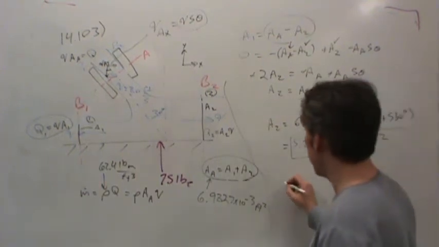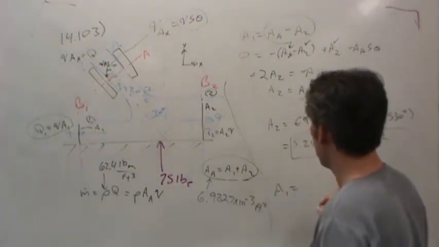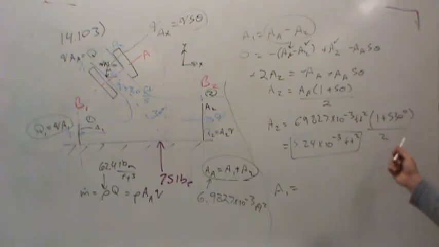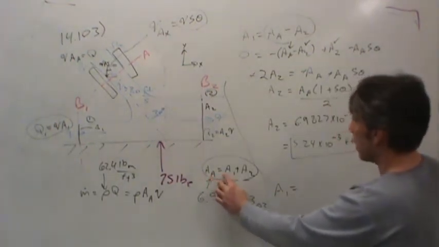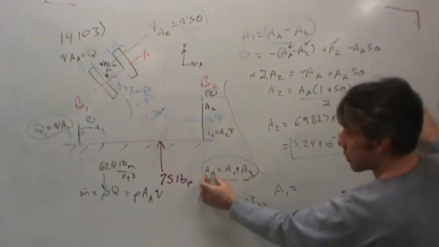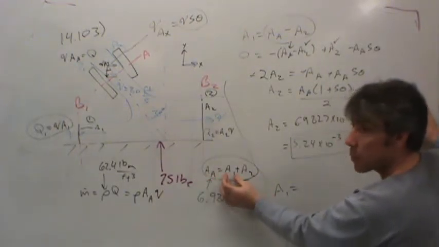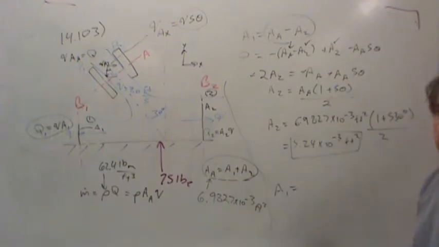How about A1? A1 would be 25% of this, right? Because AA equals A1 plus A2. A2 is 75% of this. The other 25% would be right here. You can just plug into the equation up there. Yeah, plug it in here. You'll get the same thing.